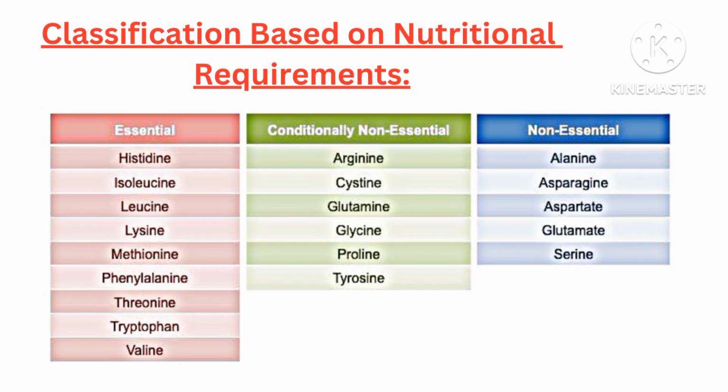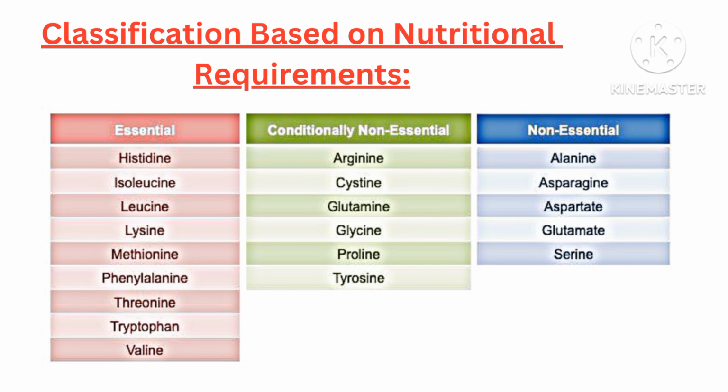Classification based on nutritional requirements. Essential amino acids cannot be synthesized by the human body and must be obtained through the diet. Its examples are valine, leucine, isoleucine, lysine, methionine, phenylalanine, threonine, tryptophan, histidine.